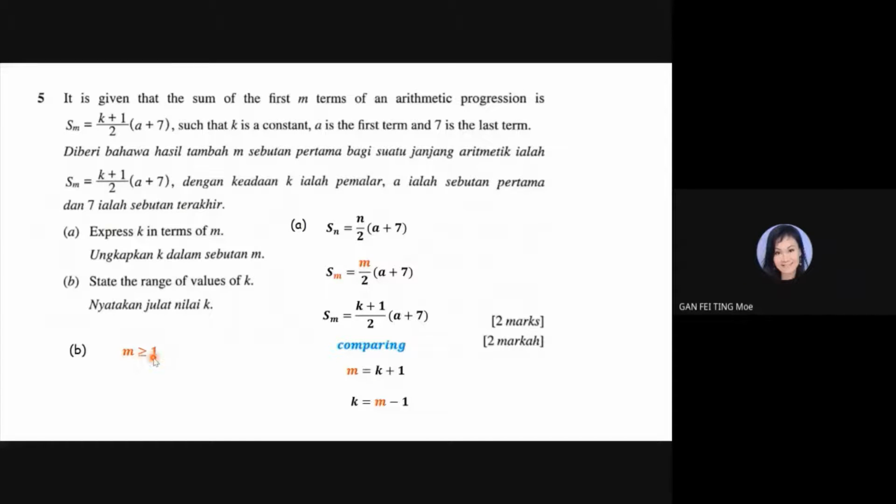n has to be greater than 1 because the second term, the total of 2 terms, the total of 3 terms, the total of 4 terms. And don't forget, n has to be 1 as well because S1 equals T1 equals a. So this is what you get. Then what do you do? Since this is your equation, sub the k plus 1 with n. So k plus 1 is greater or equal to 1.